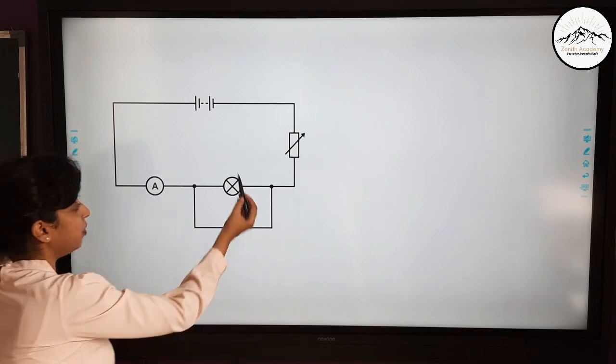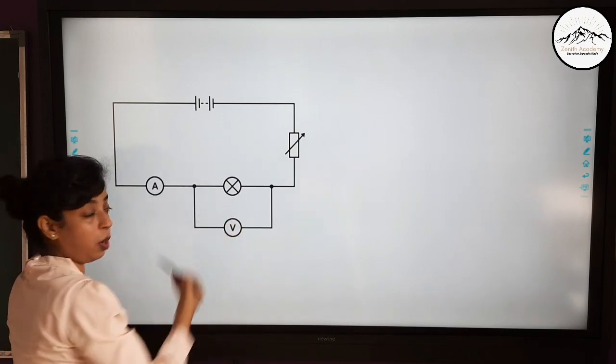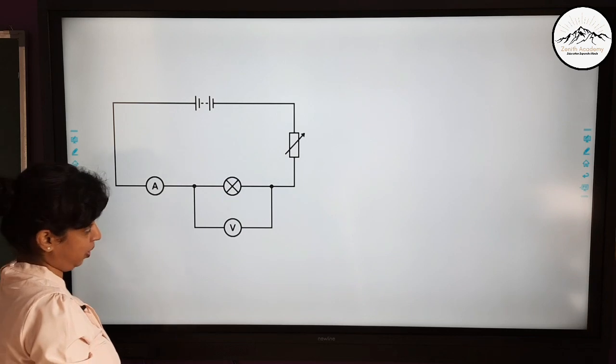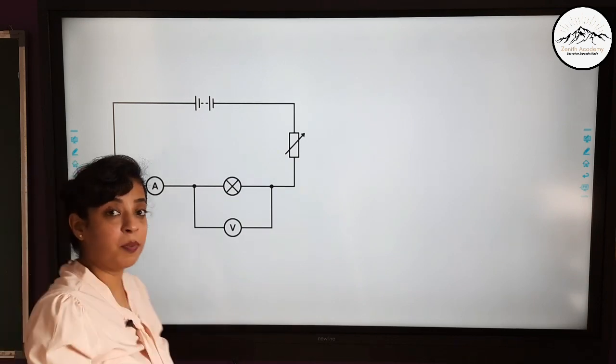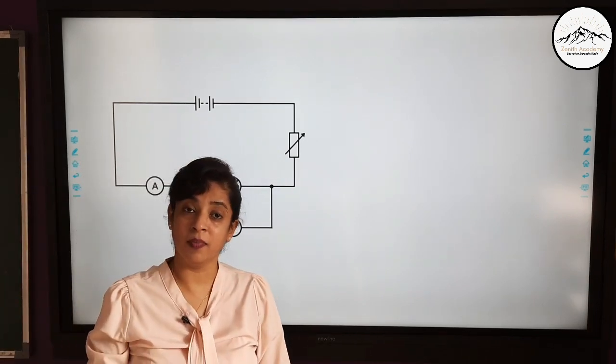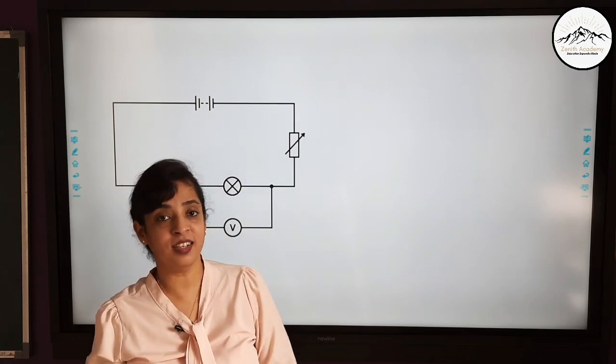But if we replace the resistor with any other electric component, then does the graph remain linear? Does it remain the same? Is the relationship still linear? Let us study.